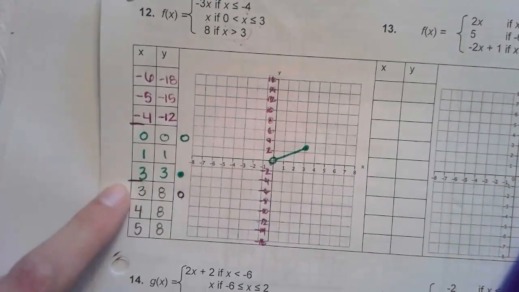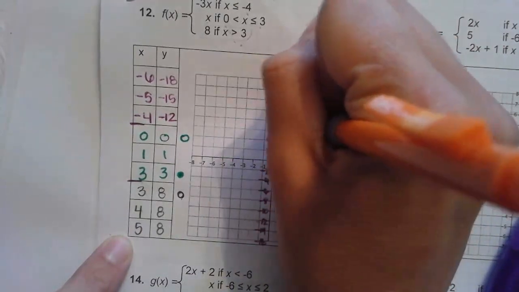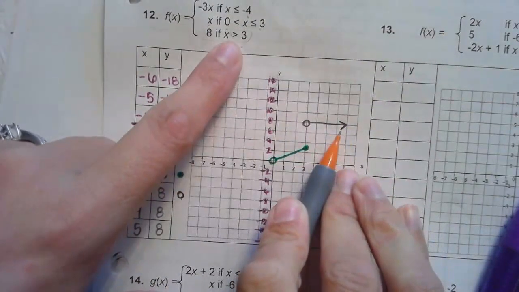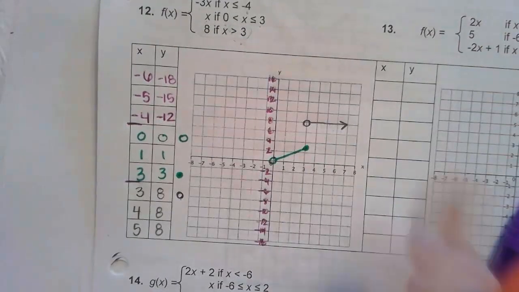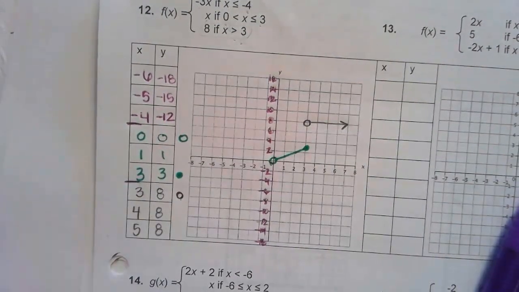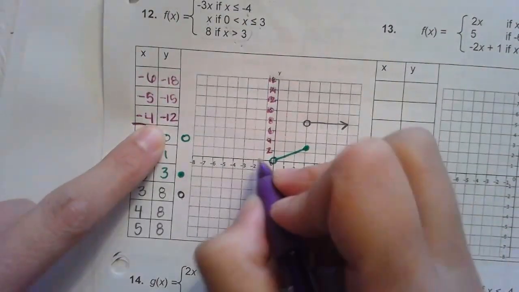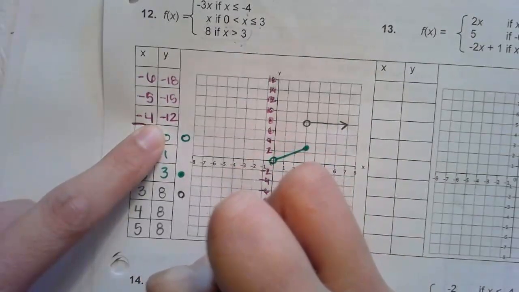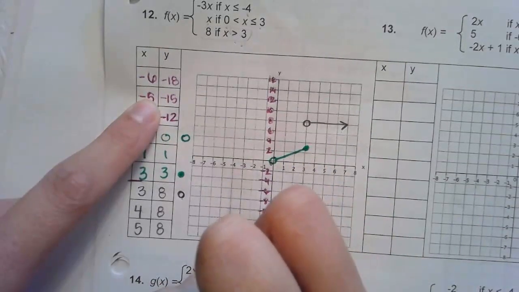The second half from 3 on, it's open at 3, 8, but continues forever. So this arrow here matches the inequality there. And then the beginning part of the graph down here at negative 4, negative 12, it is closed. Negative 5, 15, and once again continues forever.